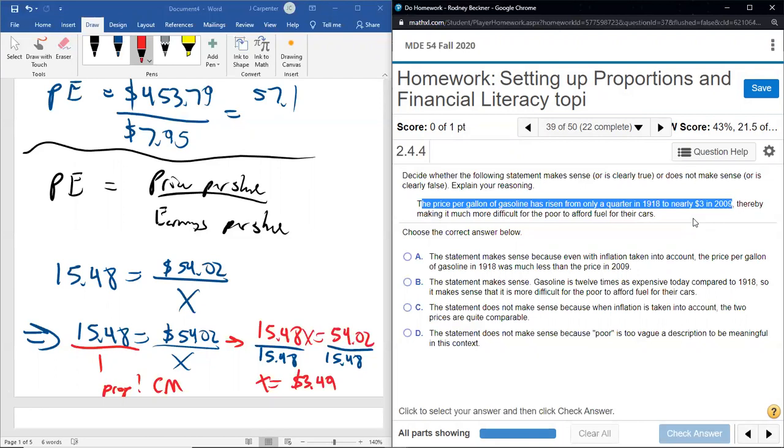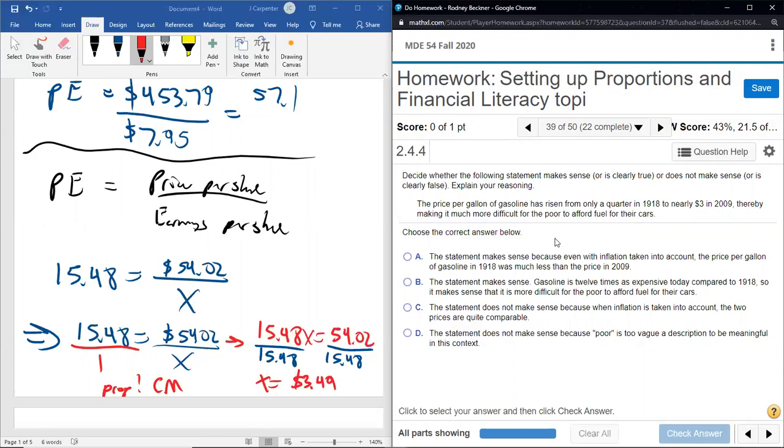Yes, it's closer to $2 currently, but gas tends to fluctuate about 50 cents up and down over a year on average, unless something crazy is going on, like the fuel supply to the East Coast has been cut off, like in 2008 when it went from, what was it, like $1.50 a gallon to $4 a gallon in like a week. Whew, did not like filling my tank up then. All right, so the price of gas was 25 cents in 1918, $3 a gallon in 2009. Therefore, it's much more difficult for poor people to afford fuel in their cars. Does it make sense or not?